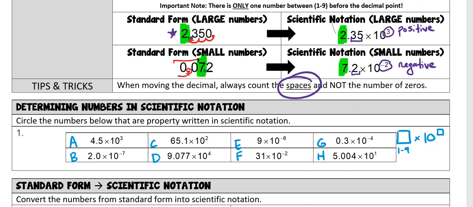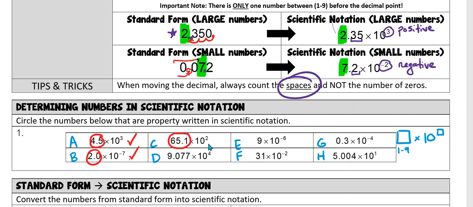All right, so now let's take a look at these. So I'm really just going to look at this first number here. So is that a number between 1 and just less than 10? So here we have 4.5 times 10 to the third. That is great. That's good to go. 2.0 times 10 to the negative 7th. Yes, that's good to go.